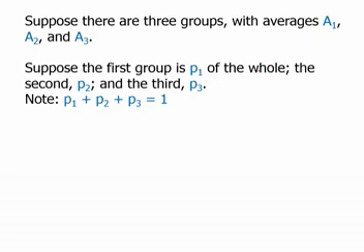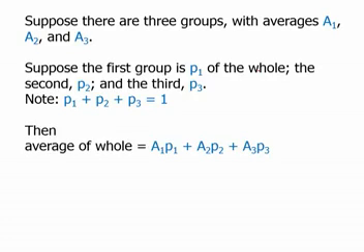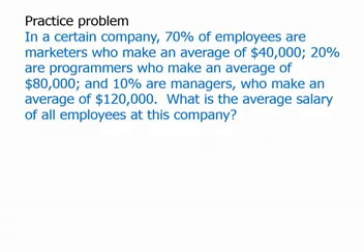In other words, if they're given as percents, we would just change the percents to decimals. Then we'd have the proportions. And of course, all the proportions should add up to 1. All we have to do is take the product of each average times its own proportion. So average of the first group times the proportion of the first group, plus average of the second group times the proportion of the second group, plus, and do that for each group, and that sum will be the average of the whole. Here's a practice problem. Pause the video, try to do that on your own, and then we'll talk about this.